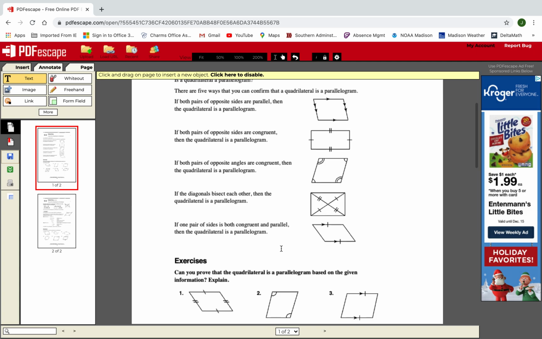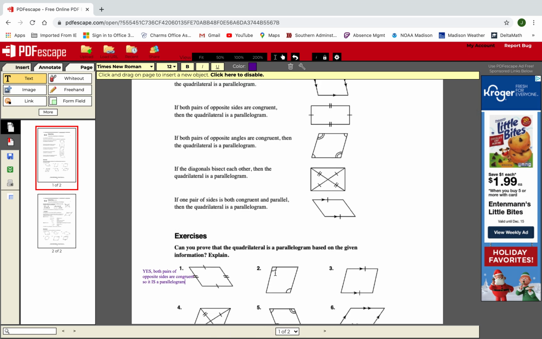So keeping those right there in front of you, let's look down at these exercises. Can you prove that a quadrilateral is a parallelogram based on the given information? Explain. So for one here, it shows that both pairs of opposite sides are congruent. And that was our second reason right there. So we can go ahead and type that out here. So we're going to say, yes, both pairs of opposite sides are congruent, so it is a parallelogram.